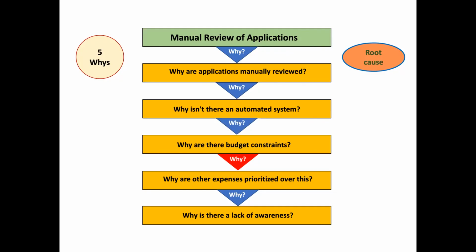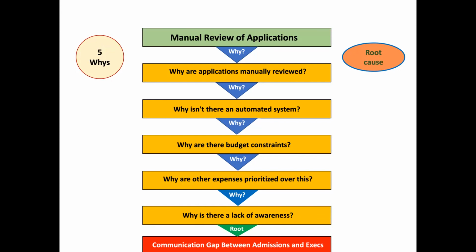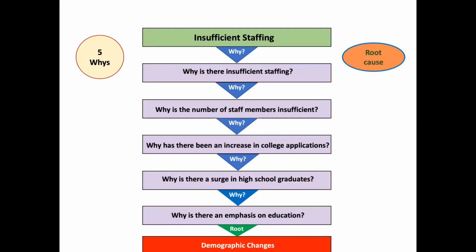Then I might ask, why are other expenses prioritized over automation? A response might be because there's a lack of awareness about the long-term benefits associated with the automated application process. Then I'd ask, why is there a lack of awareness about the benefits of automation? Here, the answer may be that there's been a communication gap between the admissions department and the decision makers responsible for budget allocation. At this point, I say that we've determined that the root cause of the manual review process is the communication gap between admissions and the executives that control the budget. Then we'd repeat the process for the insufficient staffing primary cause.